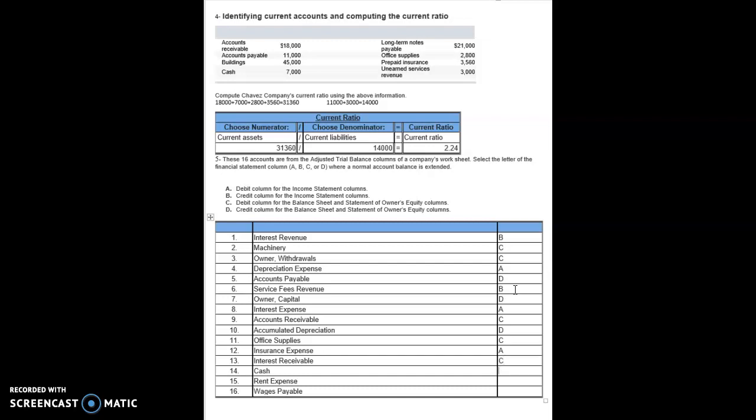The next one is cash. Cash is an asset going to be found on the balance sheet, and it has a debit balance, so it's going to be column C also. Then we have rent expense. Rent expense goes on the income statement with all the other expenses. Expenses always have a debit balance, so we're going to put it in column A. And our last one is wages payable. Wages payable is a liability. Liabilities typically have a credit balance. So credit balance and a liability is going to be found on the balance sheet. So we're looking at column D.